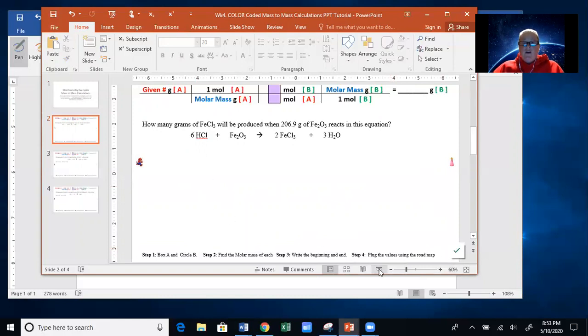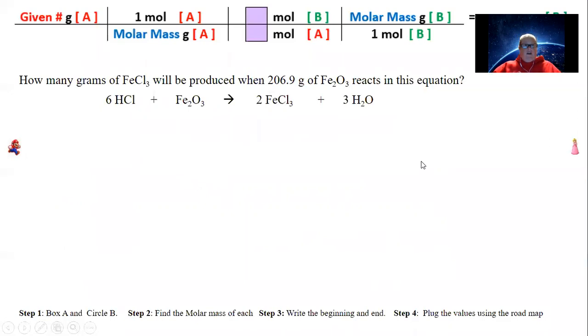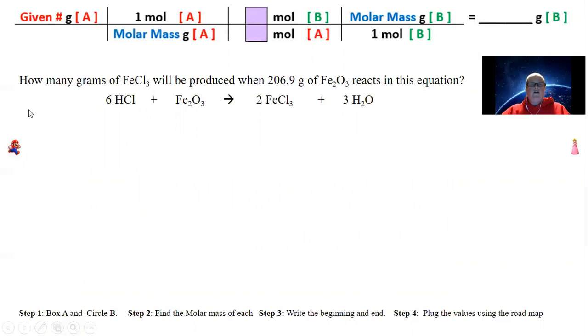So here is, we've got the roadmap on the top. I'm not sure if I'm covering that up or not. We start with the given number, that's A, and we end with B. Here is the question: how many grams of iron chloride will be produced when 206.9 grams of Fe2O3 reacts in this equation? In all of the examples in this assignment, I'm giving you the balanced equation.